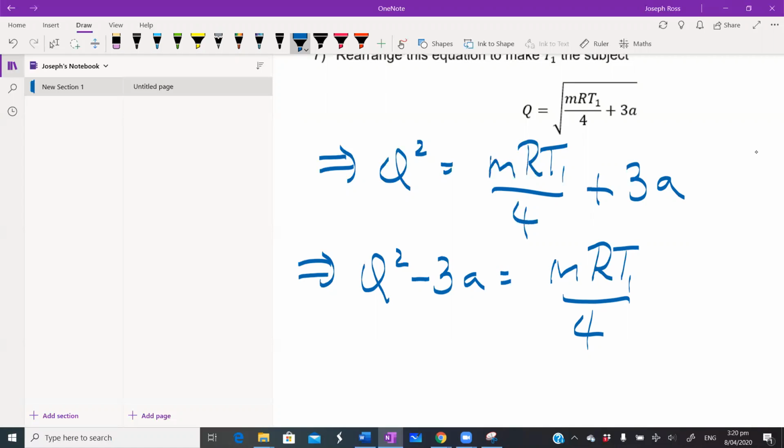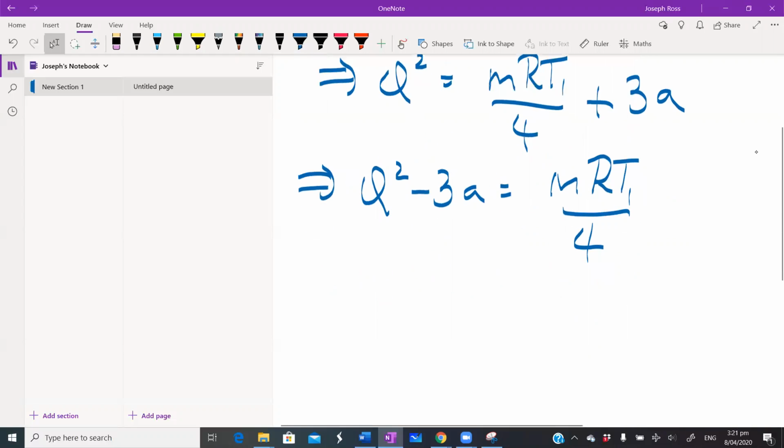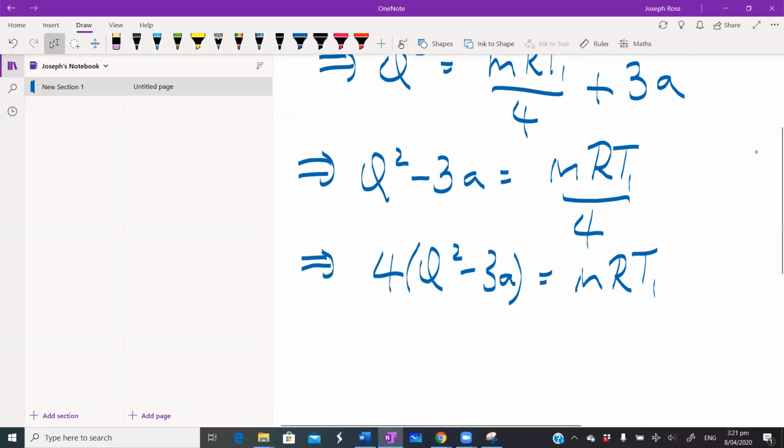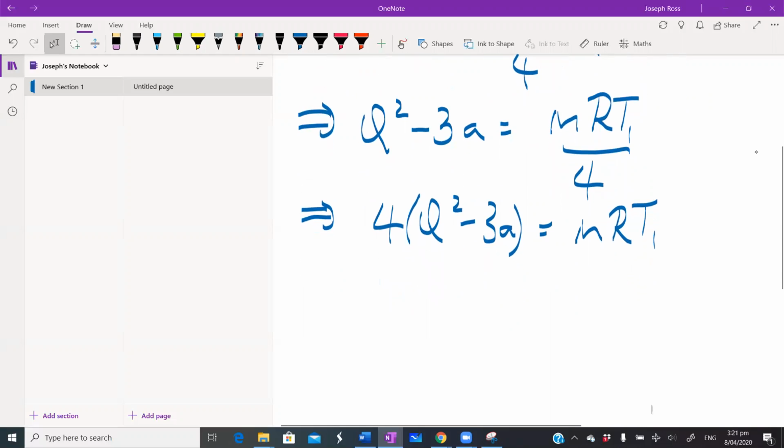Okay, so we've now got the T1, there's only one fraction on that right-hand side where the T1 is. So we've done all of the addition and subtraction that we need to. Let's clear the fraction, so let's multiply both sides of the equation through by 4. So therefore we multiply through by 4, we get 4 times Q squared minus 3A equals MRT1, and we need to make T1 the subject, which means we need to divide both sides by MR.